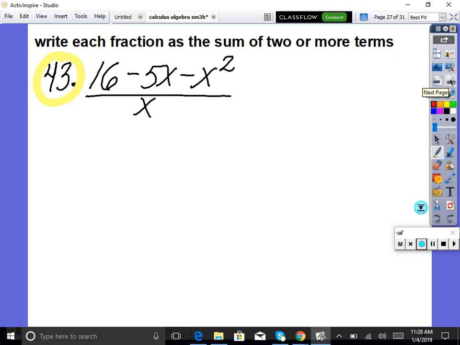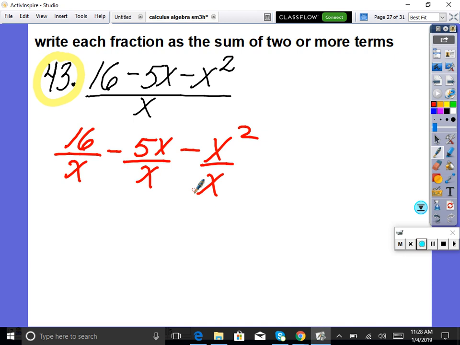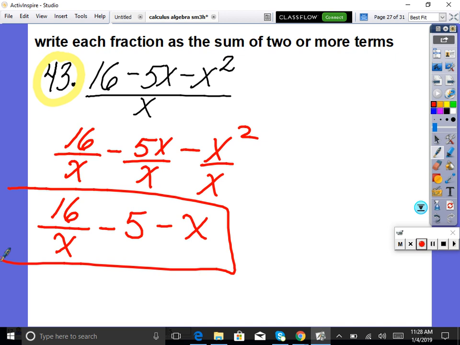Okay, 43, it says, write each fraction as the sum of 2 or more terms. It's basically saying split this up into multiple terms. You can do it however you want. It says write it as 2 or more terms. So don't we know that we can split apart a numerator? So let's just call that 16 over x minus 5x over x minus x squared over x, which simplifies to be 16 over x minus 5 minus x. And now we just split it apart into 3 terms. It said 2 or more. So that's good. One way of doing it. Pretty easy. Agreed? Okay.